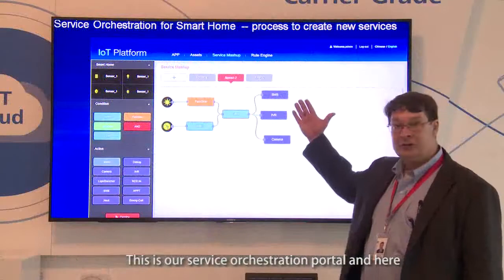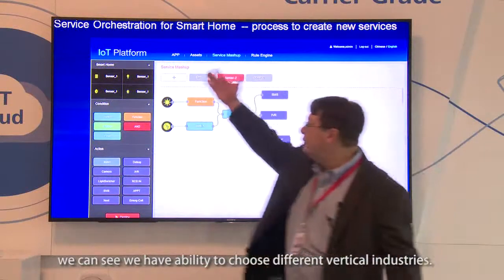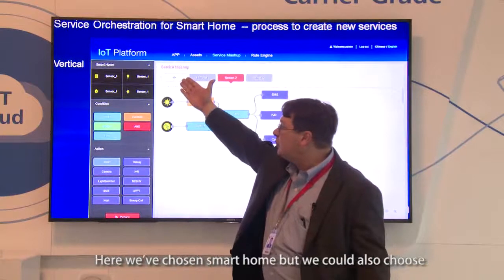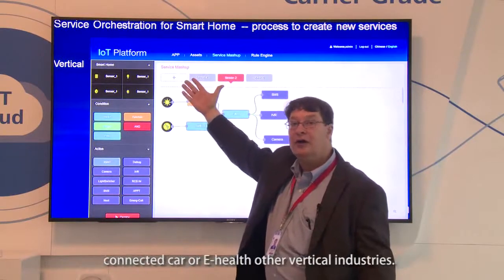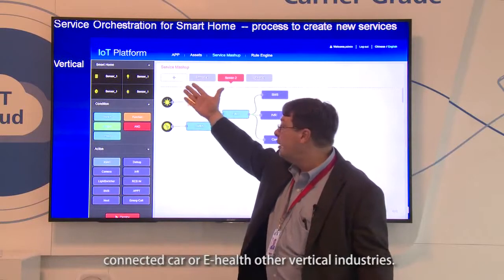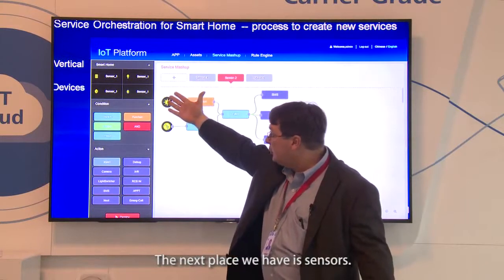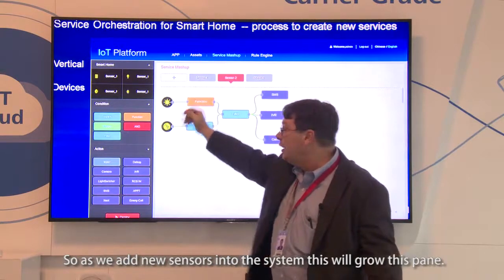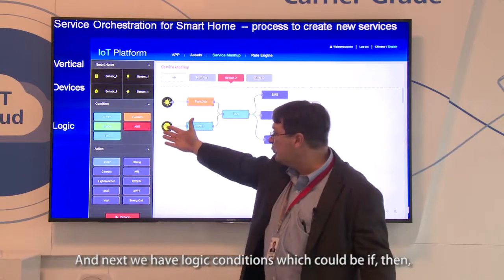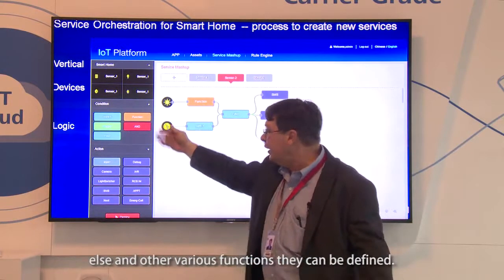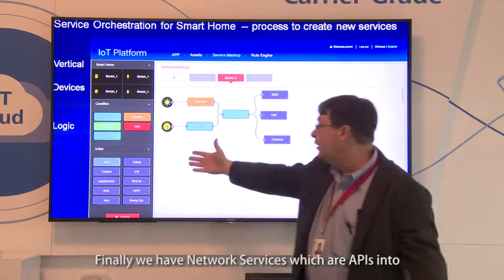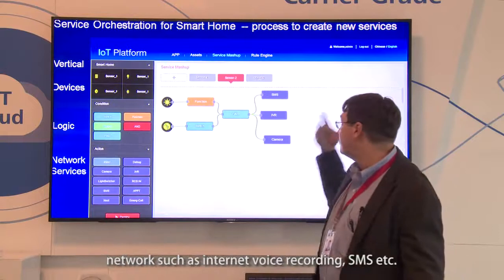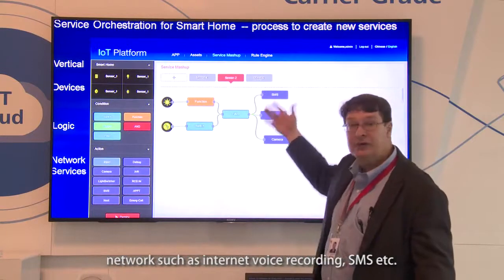This is our service orchestration portal, and here we can see we have an ability to choose different vertical industries. So here we've chosen smart home, but we could also choose connected car or e-health or other vertical industries. The next place we have is sensors. So as we add new sensors into the system, this pane will grow. And next we have logical conditions, which can be if, then, else, and other various functions that can be defined. And then finally we have network services, which are APIs into network such as internet voice recording, SMS, etc.